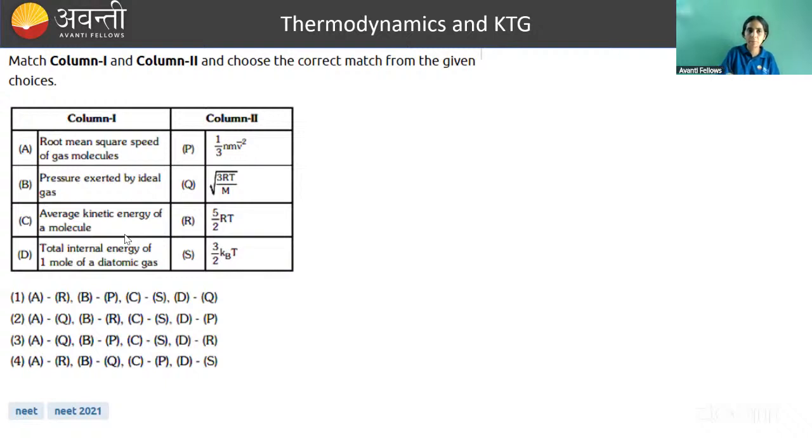Root mean square speed. Root mean square speed को आप क्या बोलते हो? Root under 3RT by M, that is RMS speed, right? So option A के लिए क्या करेक्ट होने वाला है? ऑप्शन A के लिए Q.